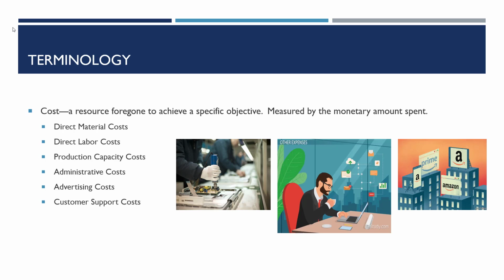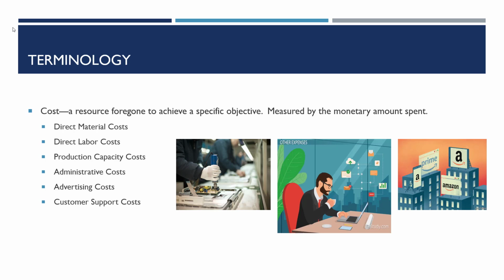Some quick terminology. What type of costs could a company have? Well, anything that is a resource which is foregone to meet a specific objective counts as a cost. So if a company is producing its own goods, they're going to have the cost of the material and labor directly needed to produce those goods. There are going to be costs associated with the production capacity. They need a big enough facility. They have to pay rent. They need a certain amount of equipment. Those are all costs that are incurred for production.